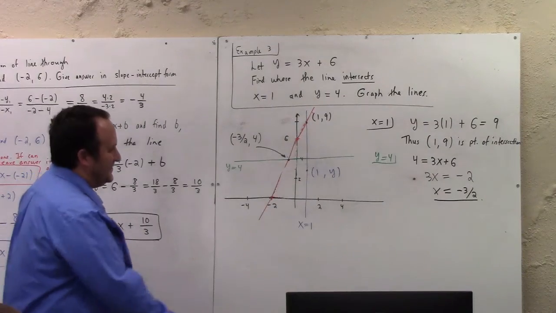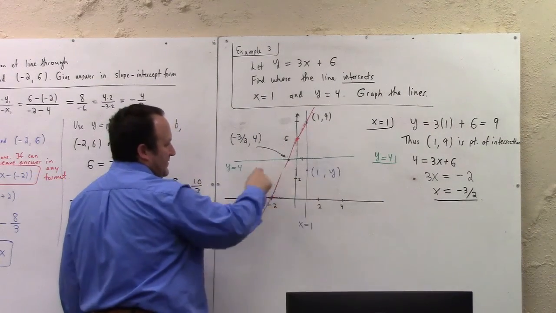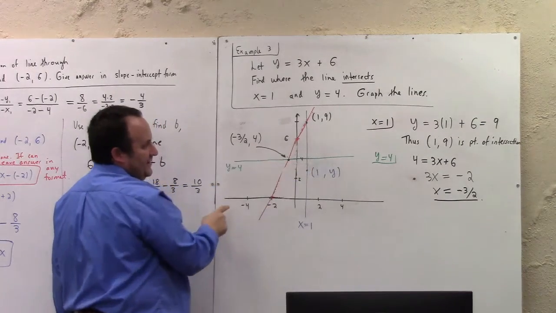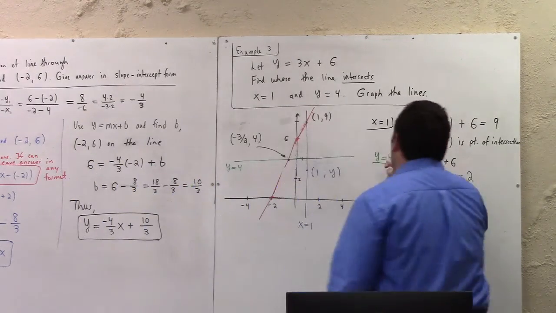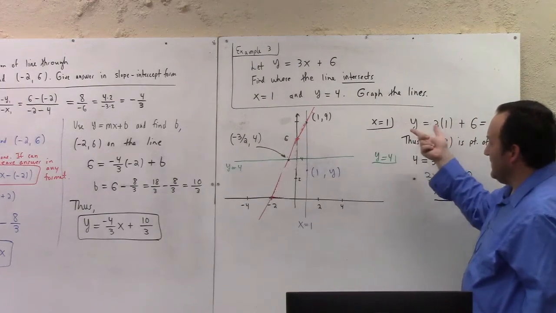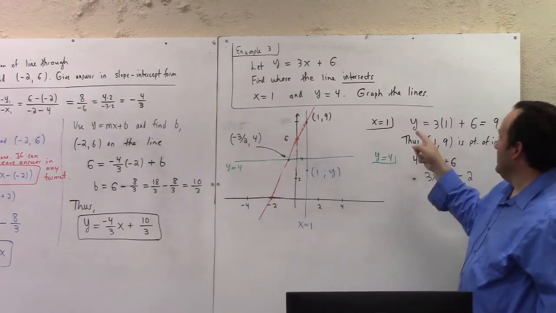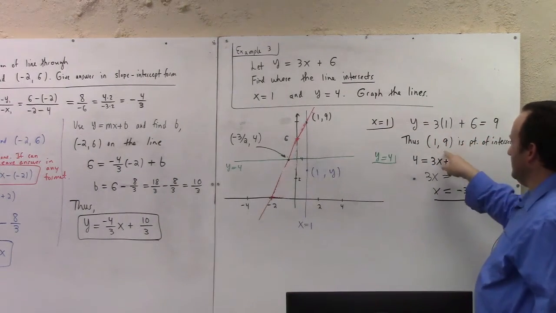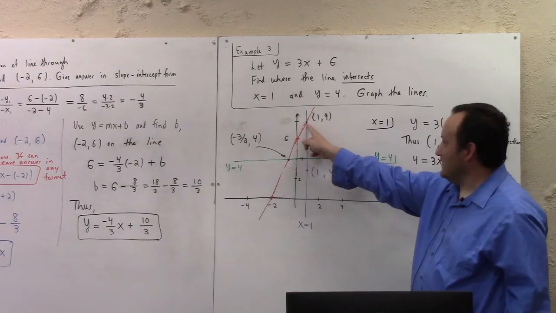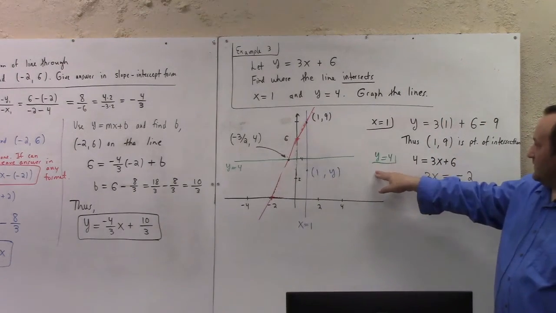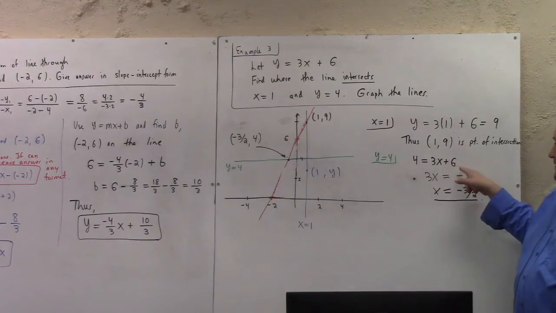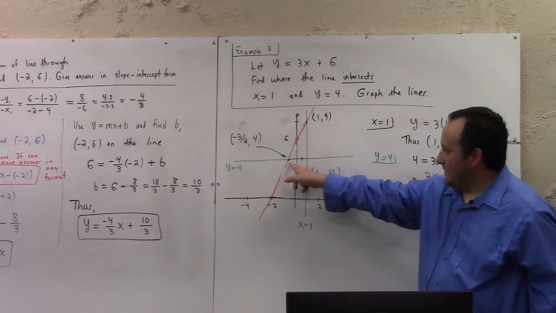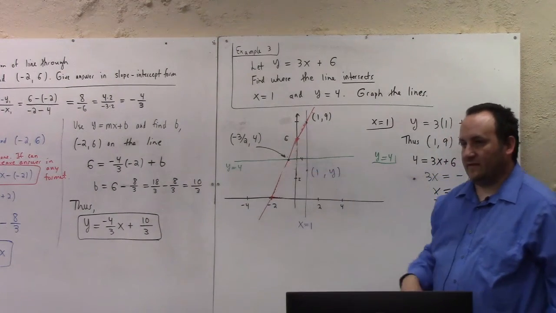So what we just went through was that this vertical line intersects the red line here. This green line intersects the red line there. And we figured out that by plugging x equals 1 into the equation of the red line, which is 3x plus 6, that gave us y equals 3 times 1 plus 6, which works out to 9. So (1, 9) is this point of intersection. And then we plugged y equals 4 into the equation of the line and solved that and got x equals minus 3 halves, which tells us this point, (minus 3 halves, 4), is that point of intersection.